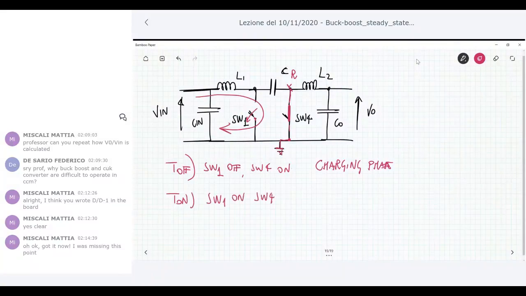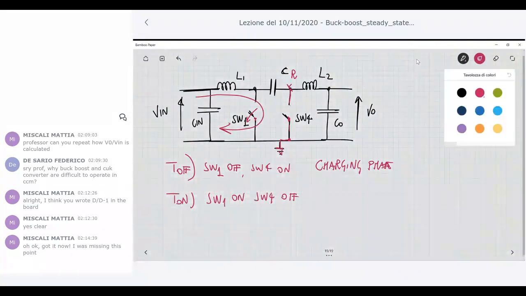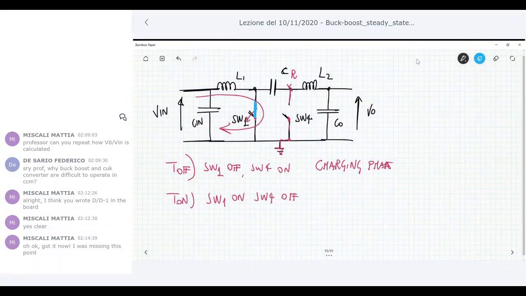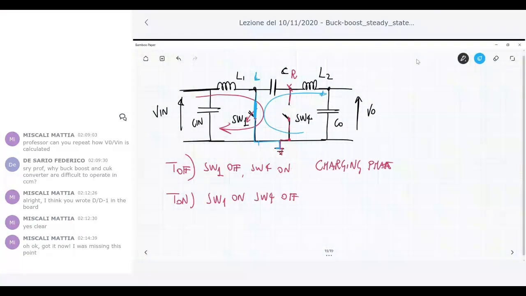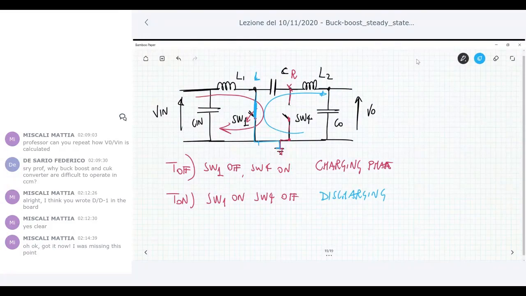During T on, switch 1 is on and switch 4 is off. So in that case, this one is closed and this is open. Now it is the left terminal which is connected to ground, and it is the output side that receives the charge from the capacitance C. So we have the discharging phase.